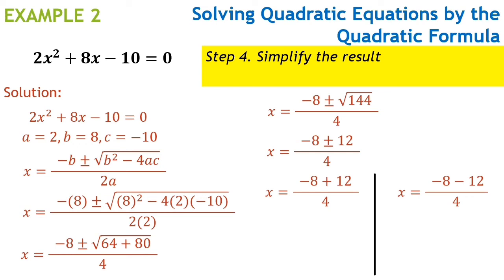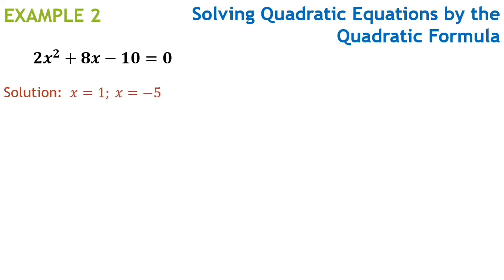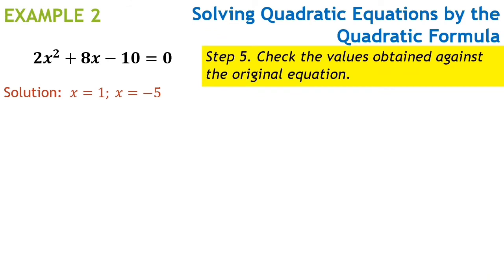In performing the operations involved on the numerator, we will have x equals 4 over 4 and x equals negative 20 over 4. Dividing those numbers, the values are x equals 1 and x equals negative 5. And here, we will check the values obtained if they will satisfy the quadratic equation 2x squared plus 8x minus 10 is equal to 0.